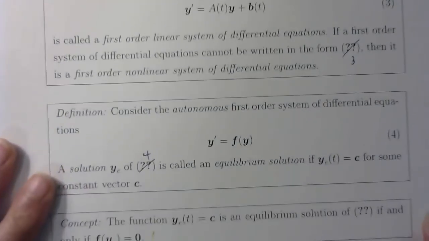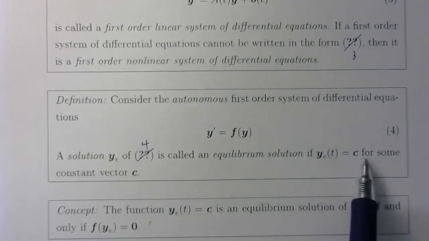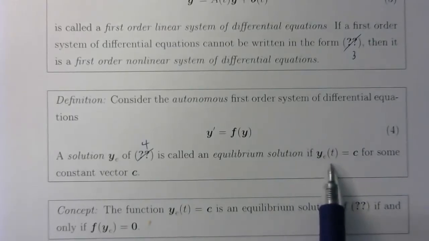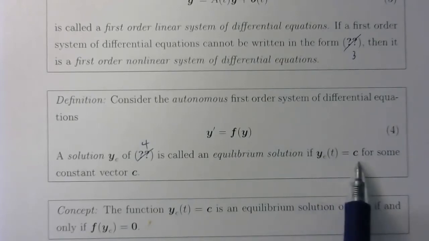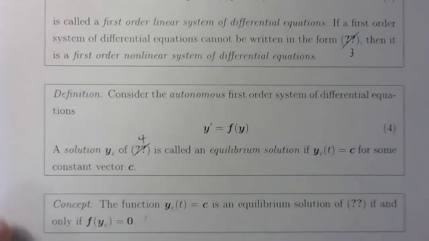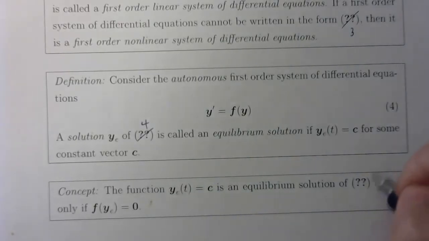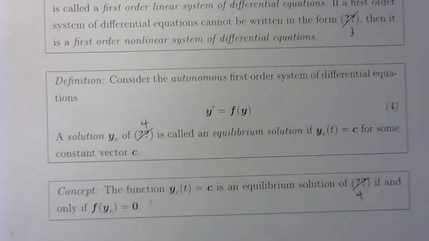Let's say that we have an autonomous system. We also have this concept of an equilibrium solution for a system of equations, which solves the fact that y_e is a constant, otherwise known as where f of y equals 0, which is the concept down here. If this is a constant, then f of y should be 0. Whoops, here's our other typo, 4. Okay, that should all be very familiar.